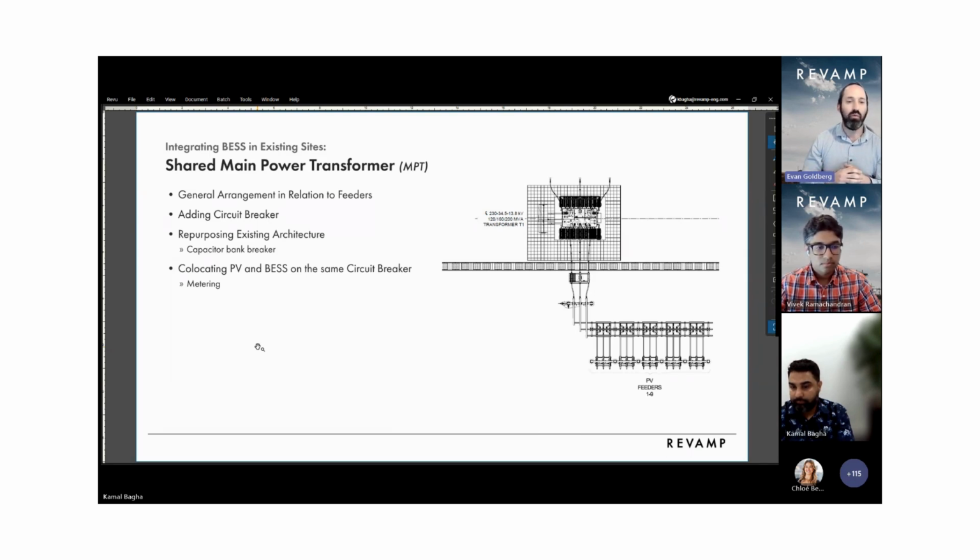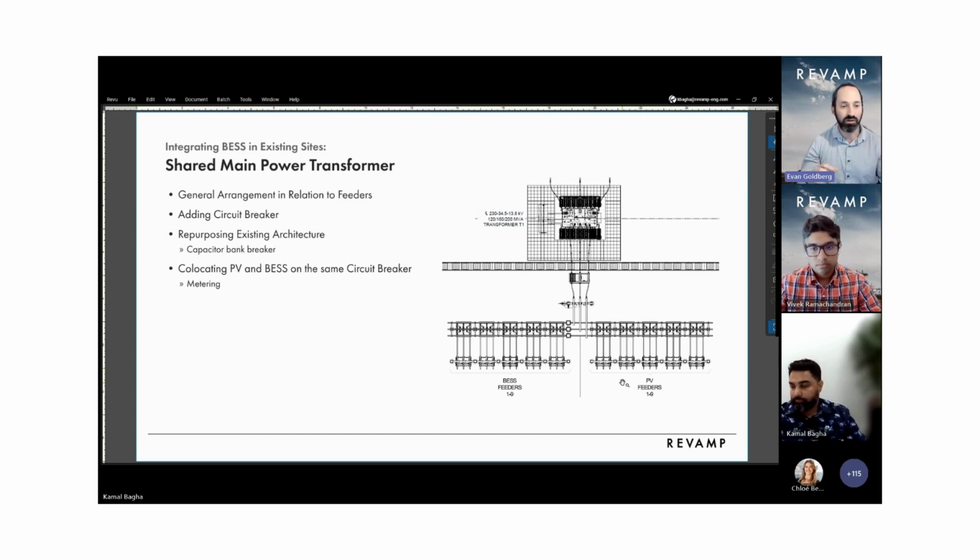So often one of the most common things you'll see is adding new circuit breakers to the design, right? So you'll expand your collector in whichever way your substation footprint allows for. And an example of that, if Kamal, you could click through, is going to be shown like here, right? So you'll have on one side your PV feeders and the breakers. On the other side, you'll have your BESS circuit breakers, and you'll have your BESS feeder risers there as well.